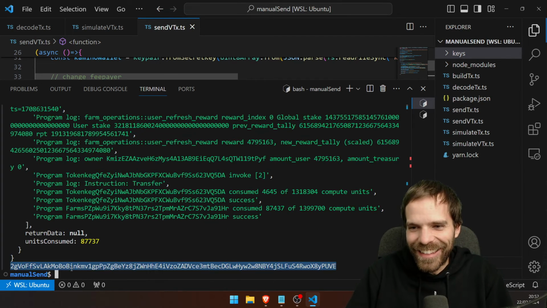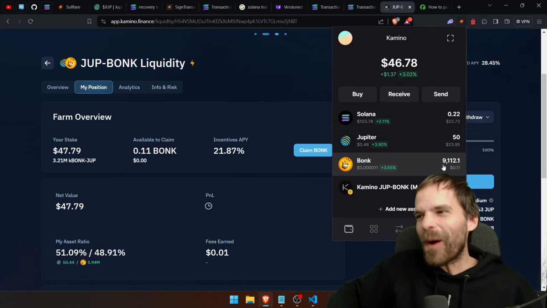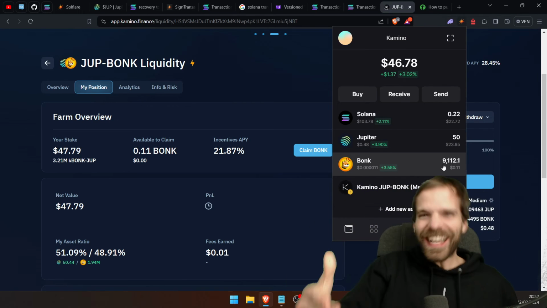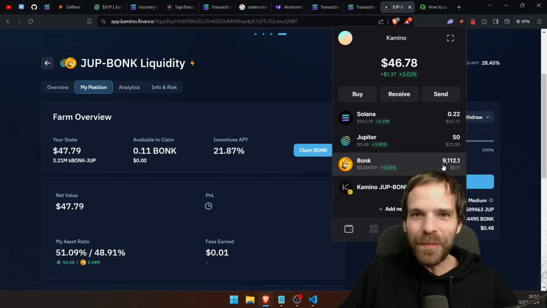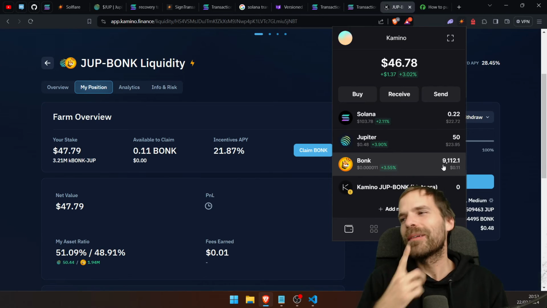Look at that, look at the signature. And in here, we see 9,100 bonk. We can claim from Kamino with the bricked wallet. That's exactly what you want. You're welcome. Maybe I do want to build that into my recovery tool, but maybe not.